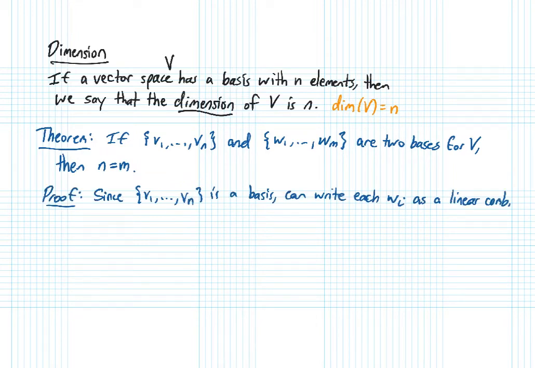So the first point is that since v1 to vn is a basis, we can write any vector in V as a linear combination of those vectors. And so in particular, we can write these W vectors as a linear combination. So we could write W1 as A11 times V1 up to A1n times Vn, and then we can do the same thing for all of the other W vectors.